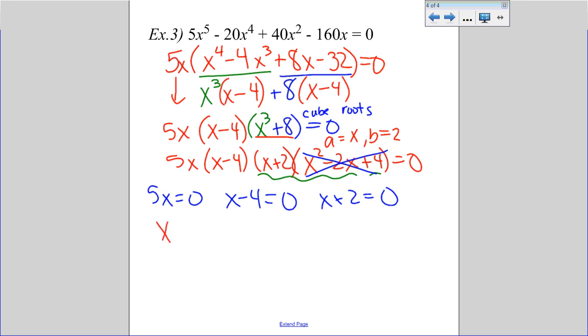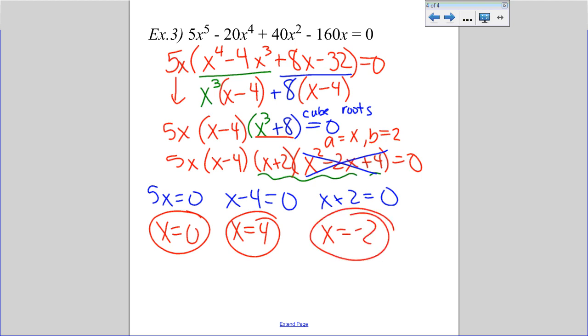Now we're not done. Hopefully you guys all divided by 5 and got x is equal to 0. Hopefully you added 4 and got x is equal to 4. And subtract 2, did we get negative 2? Good to go? All right, or at least good to get started.